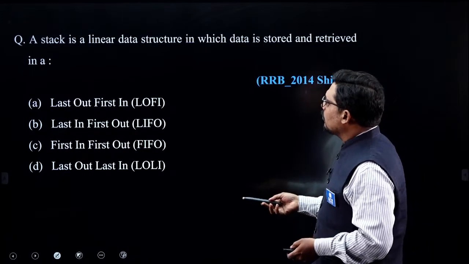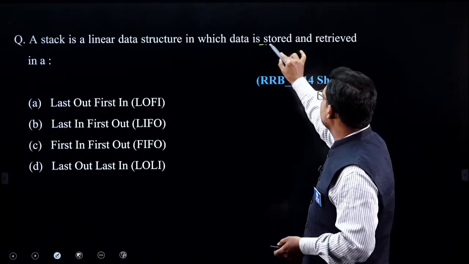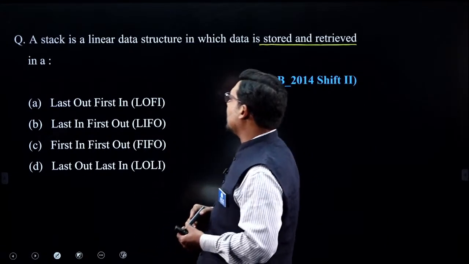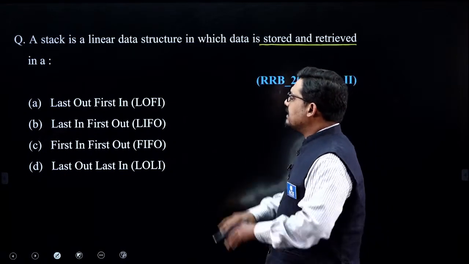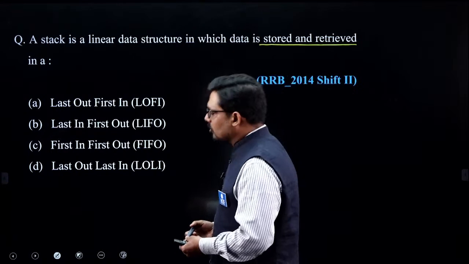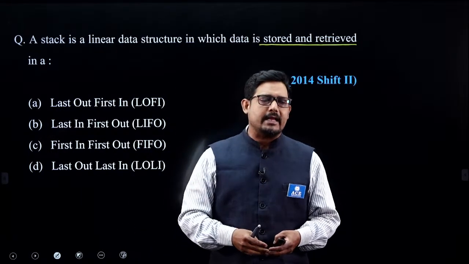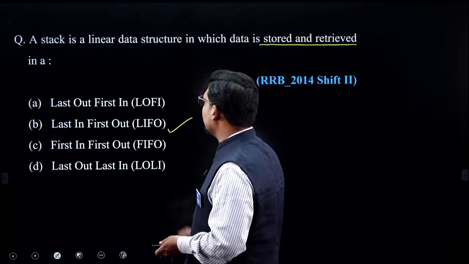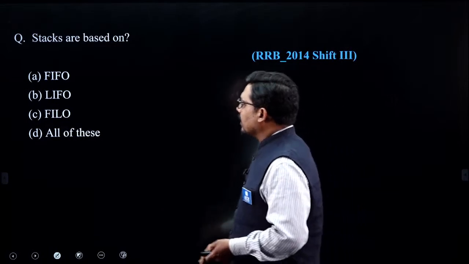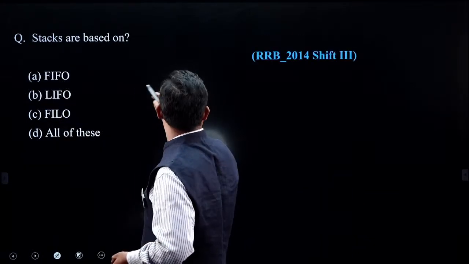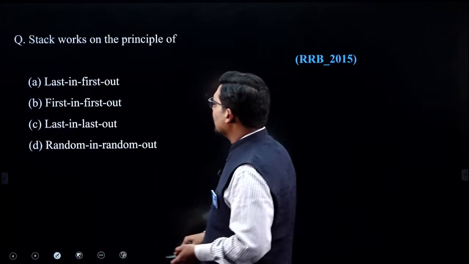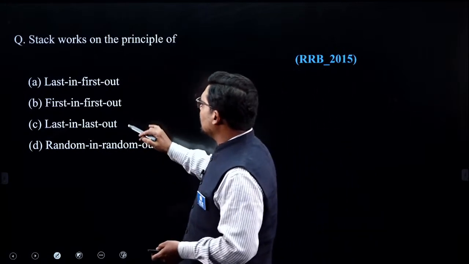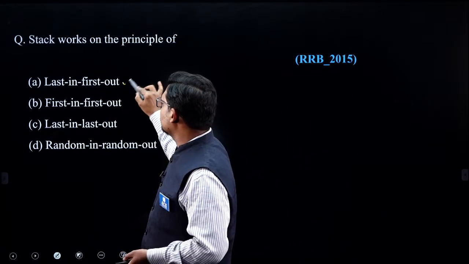Another category of question is the linear data structure, where data is stored and retrieved. What kind of structure is a stack? A stack is a linear data structure. What is the logical property of the stack? We start the topic of stack by saying that a stack is a last in first out, LIFO, data structure. Stack is based on what? The question is repeated, and again the answer is LIFO, last in first out.